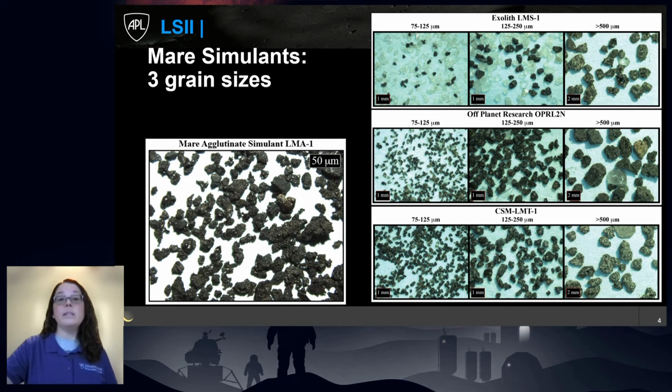And these are the Mare simulants that we are looking at. Again, it's Regolith on the top, off-planet research in the middle, and Colorado School of Mines on the bottom, with the Mare agglutinates simulant shown on the left there. Okay, next slide.